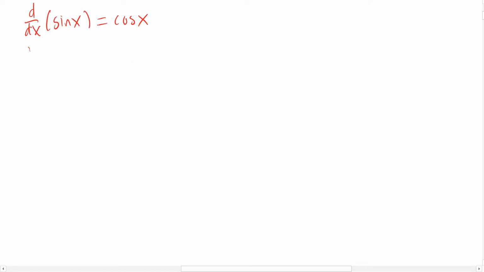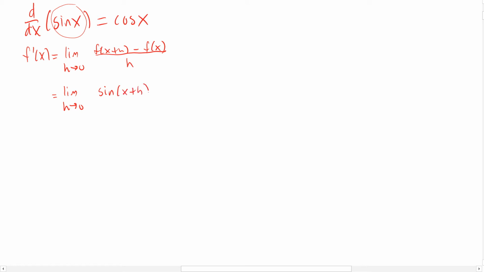Remember that the limit definition of a derivative is the limit as h approaches 0 of f of x plus h minus f of x all over h. Let me apply that for the sine function. So the limit as h approaches 0 of sine x plus h minus sine x all over h.